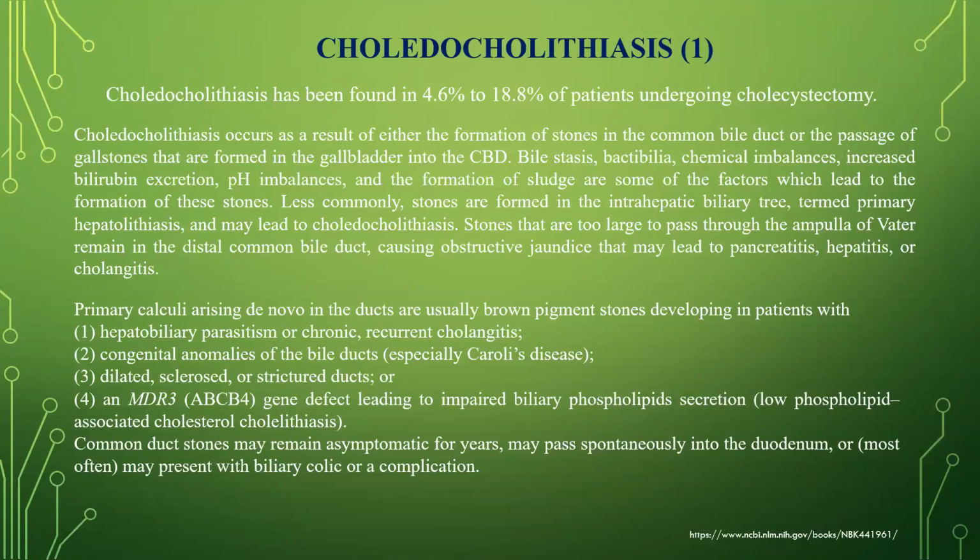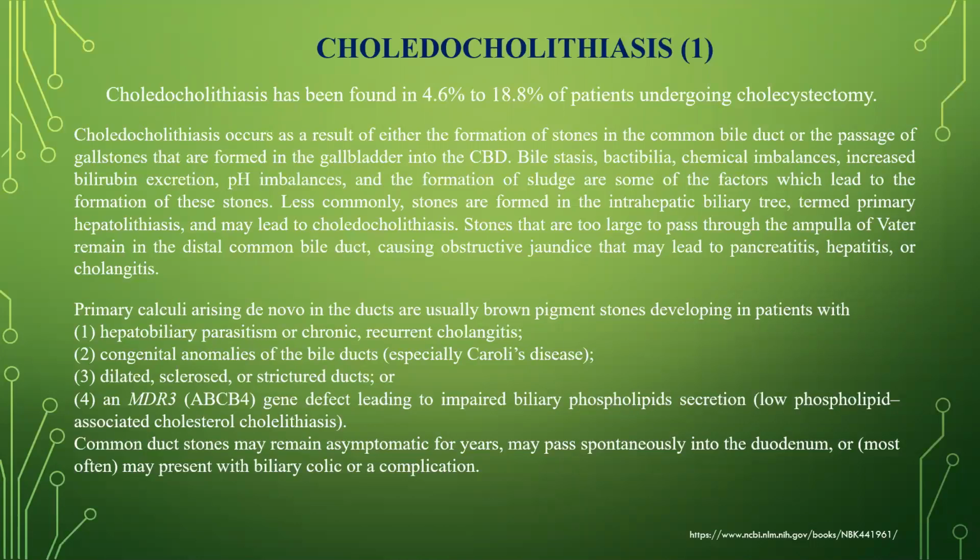Stones that are too large to pass through the ampulla of Vater remain in the distal common bile duct, causing obstructive jaundice that may lead to pancreatitis, hepatitis, or cholangitis. Primary de novo stones in the ducts are usually brown pigment stones developing in patients with hepatobiliary parasitism or chronic recurrent cholangitis. Congenital abnormalities of the bile duct, for example, Caroli's disease, dilated, sclerosed, or structural ducts, and different genetic defects lead to impaired biliary phospholipid secretion.